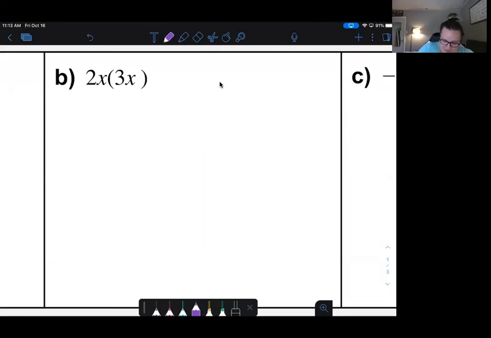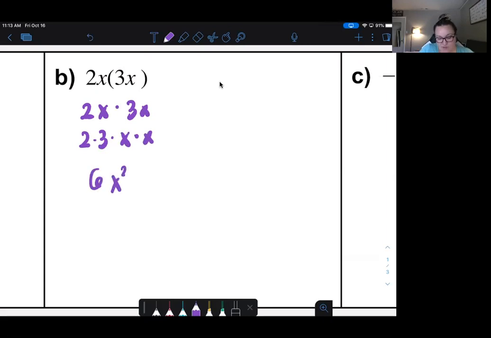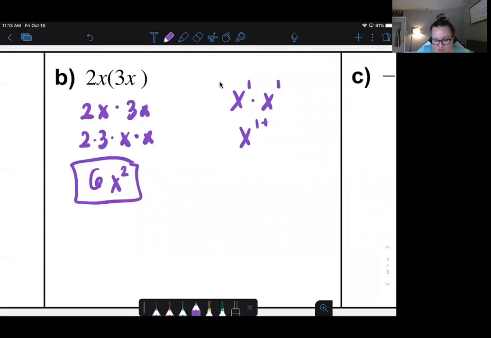So 2x times 3x would be the same thing as 2 times 3 times x times x. 2 times 3 is 6. X times x is the same thing as x squared. And the reason why, and hopefully you remember this from your properties of exponents from Algebra 1, is when you multiply, you add the exponents. So x times x is really x to the first times x to the first. So this is the same thing as x to the 1 plus 1, or x squared. So your final answer should have been 6x squared.